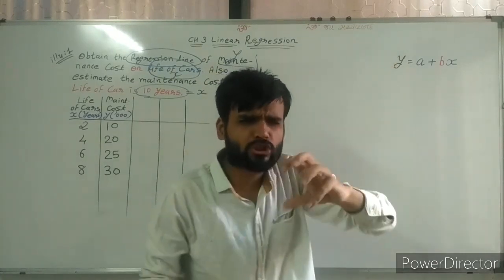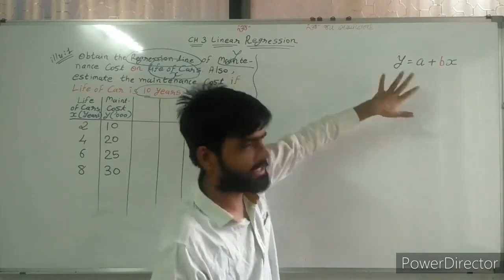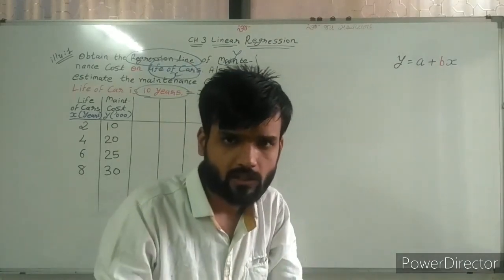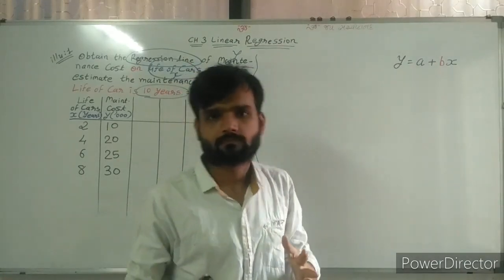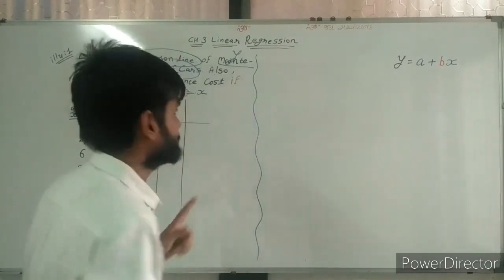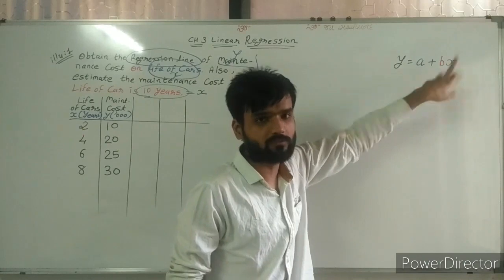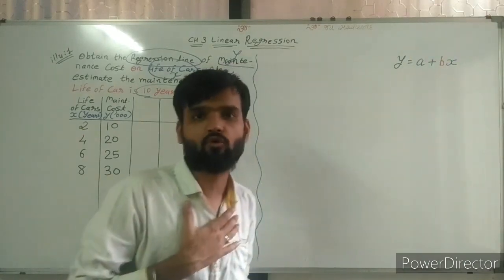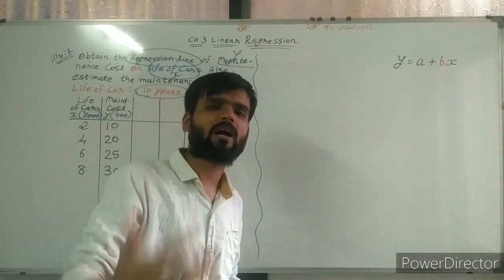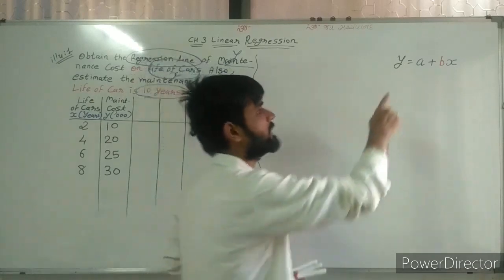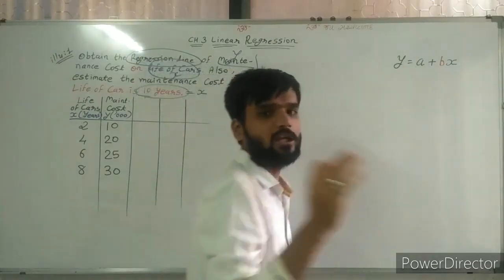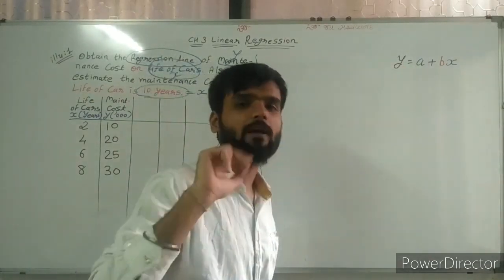Some changes I will make in this after doing the sum. Now see here, what do we need? Sir, we need y is equal to a plus bx. That regression line we need to find. So how can we find this regression line? For that we need the value of a as well as the value of b. We need both the values.